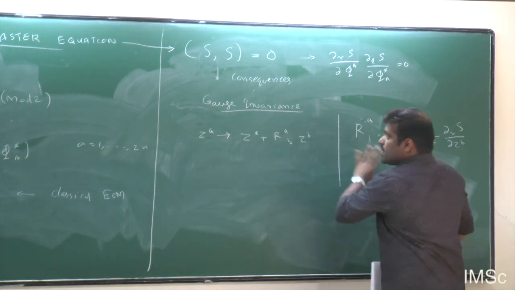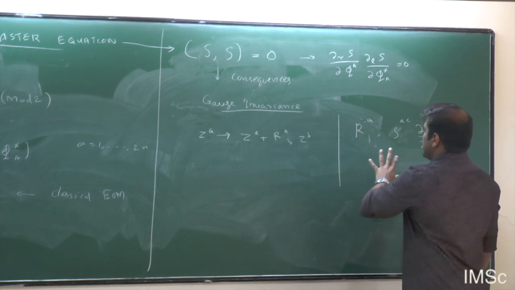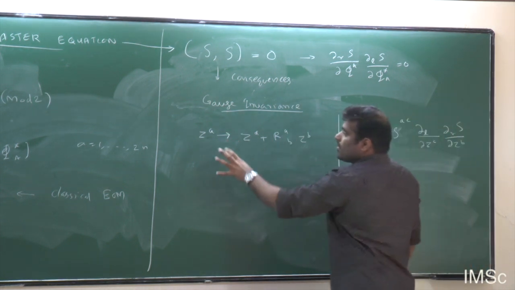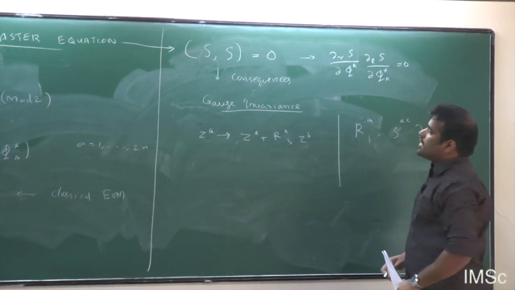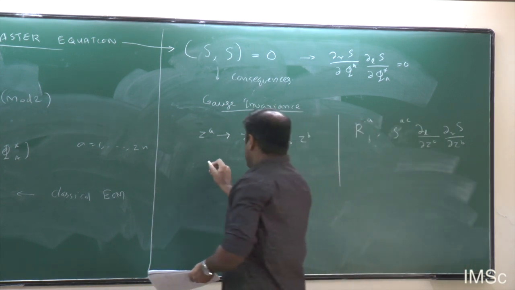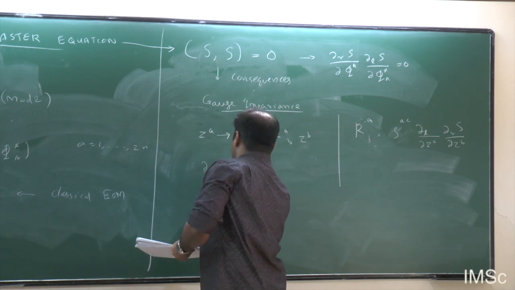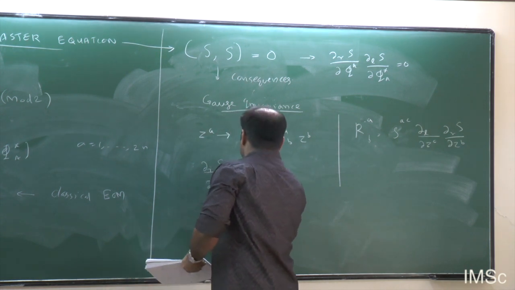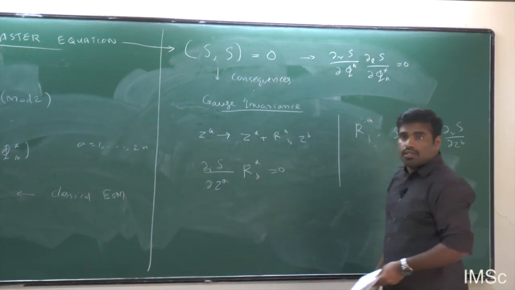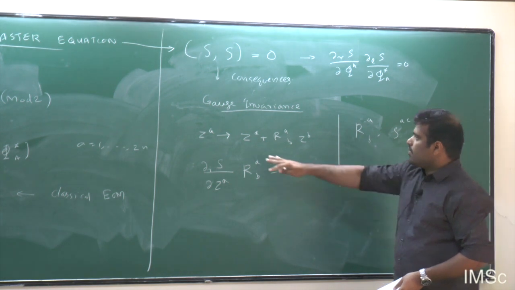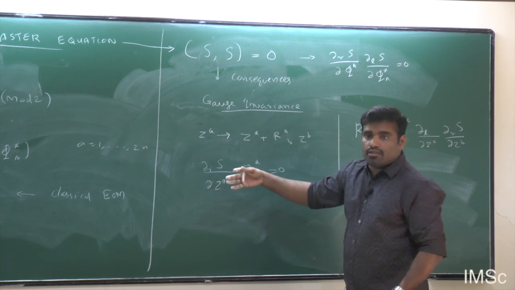So this is a transformation that you can perform on the fields or antifields, and then one can easily check that if we plug this into the action, it is invariant, because the right derivative of S with respect to Z^A multiplied with R^AB is equal to 0 due to the master equation. So that means when you follow this transformation, your master action is invariant. So you should remember that.